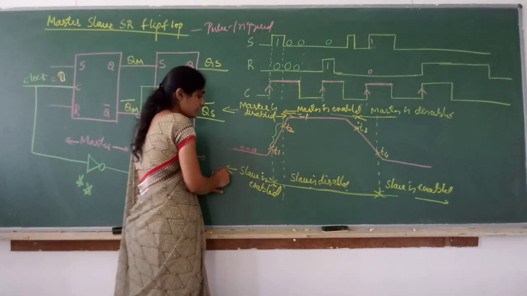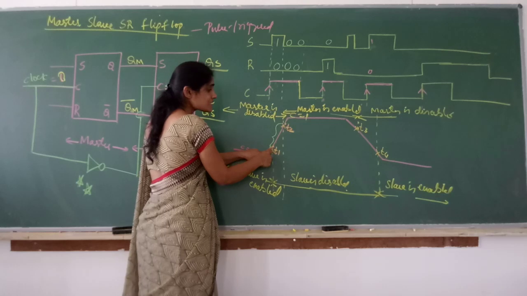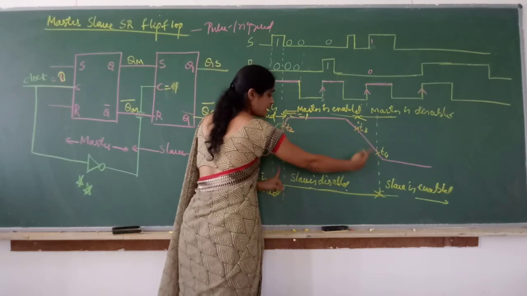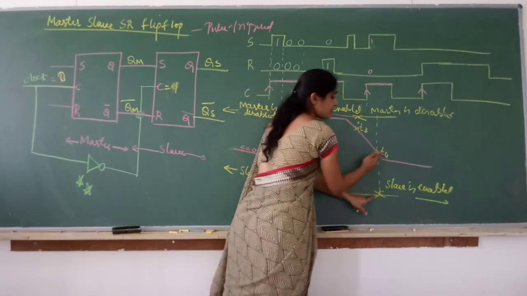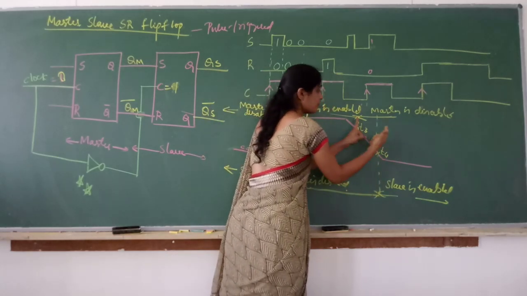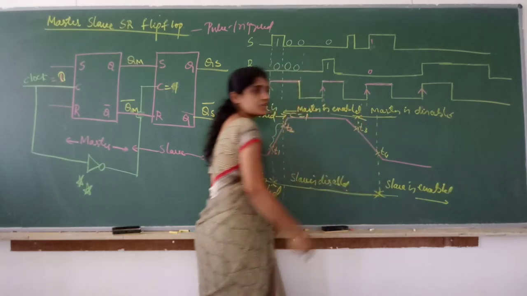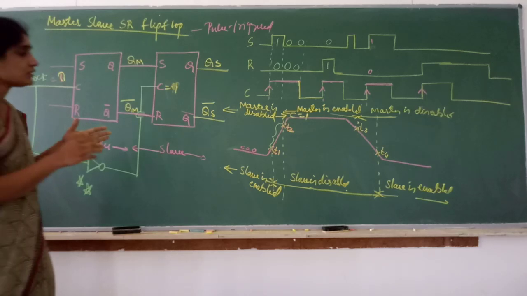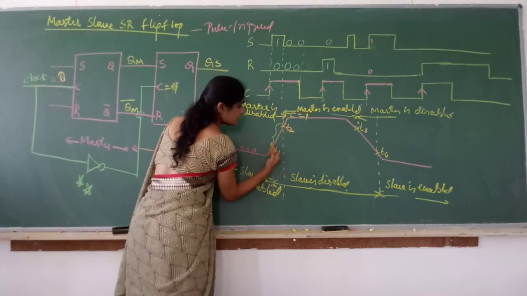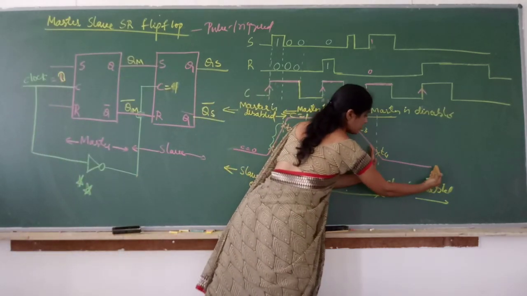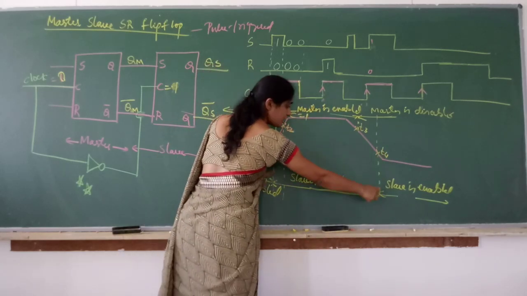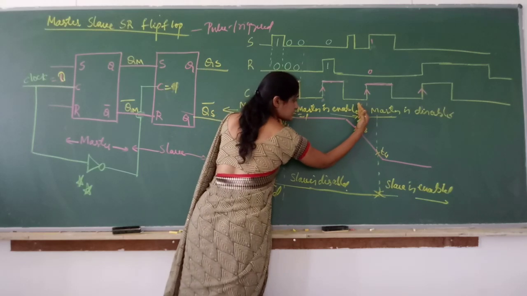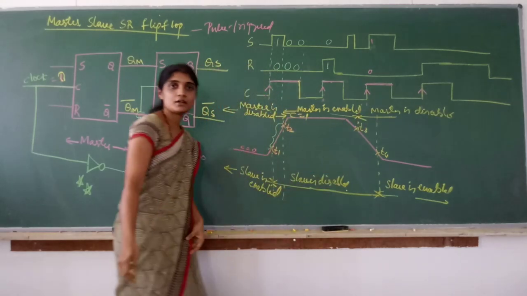Slave is enabled only from here to T1. Master is enabled from T2 to T3. From T2 to T3, when master is enabled, slave is disabled. Again, slave will be enabled after T4, whereas master will be disabled from T3 itself. It is not confusing, it is very simple. Slave will be enabled at T1 and from T4, otherwise it is disabled. Master is enabled only from T2 to T3, otherwise it is disabled. That's all.